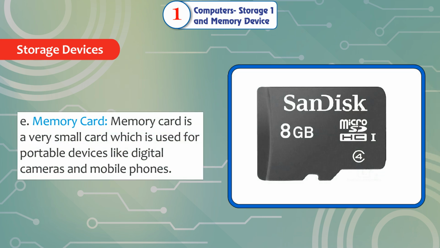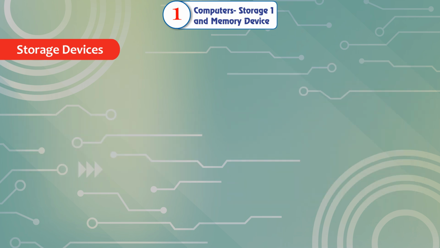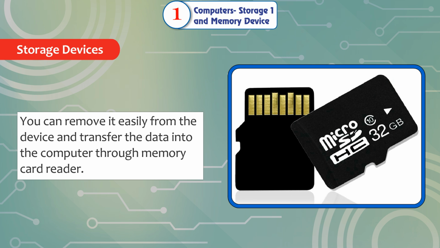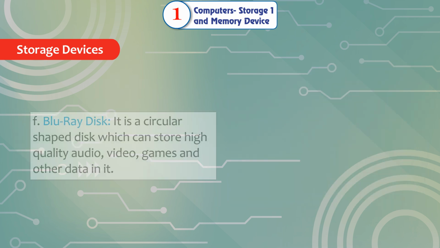E. Memory card. Memory card is a very small card which is used for portable devices like digital cameras and mobile phones. It is a small chip which can fit inside the device but can store large amount of data depending on its capacity. You can remove it easily from the device and transfer the data into the computer through a memory card reader. For this, you need to put a card in a memory card reader which is to be connected to the computer through USB cables.